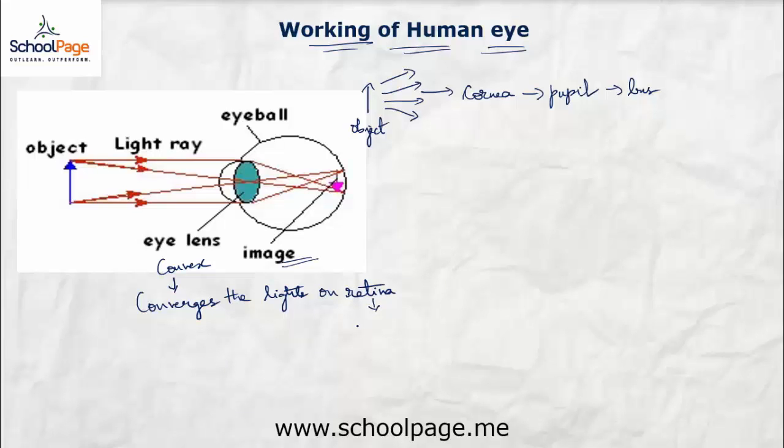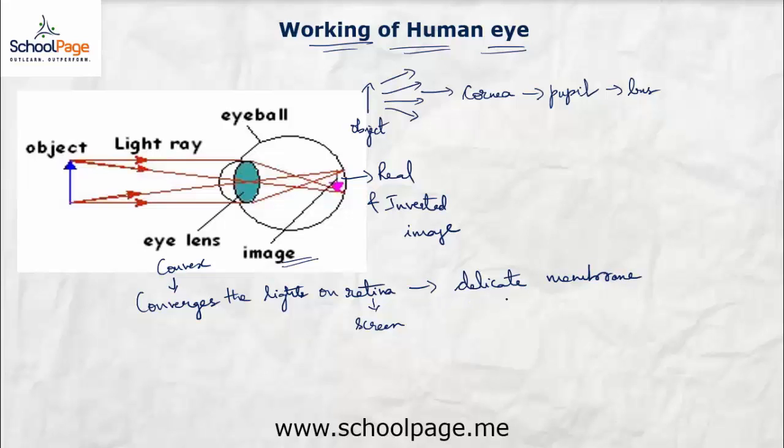So the retina acts like a screen. We have studied in our previous chapter that when light converges, an image is formed. The image formed is real and inverted. The image which you can see here is a real and inverted image. The retina is a delicate membrane having a large number of light sensitive cells called rods and cones, which respond to the intensity of light and color of objects by generating electric signals.